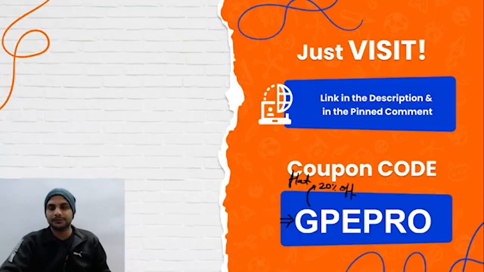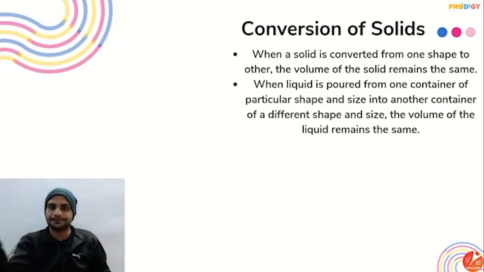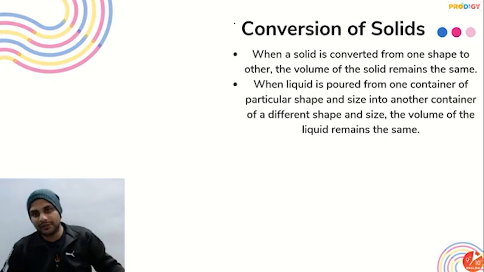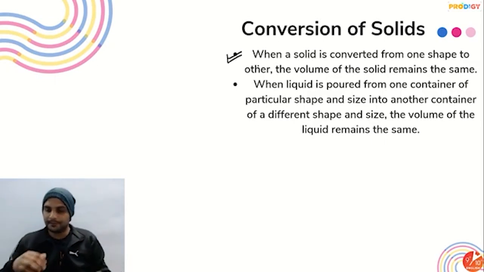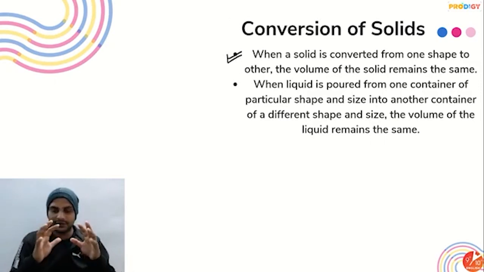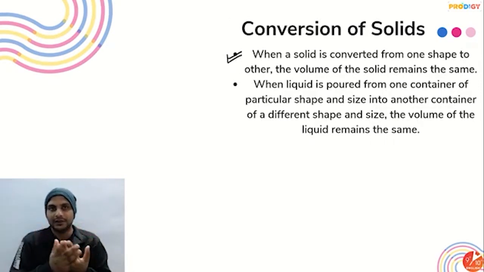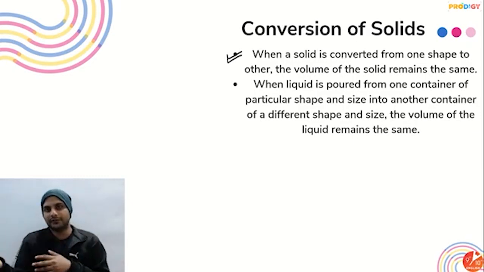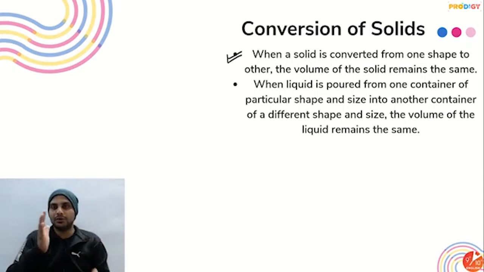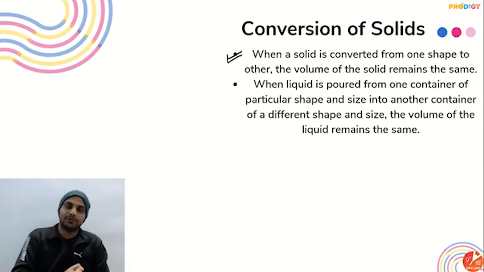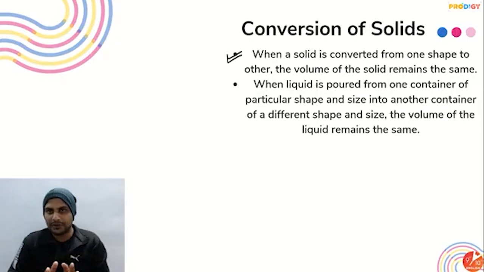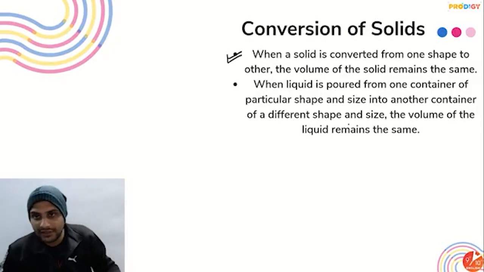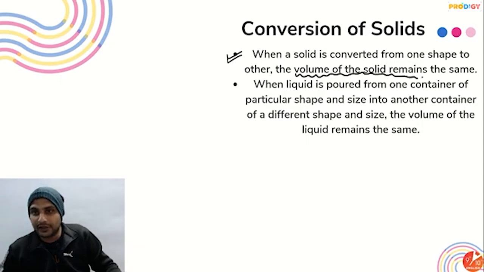All right, ठीक है बच्चों, चलो let's move ahead. Conversion of solids. When a solid is converted from one shape to another, the volume of the solid remains the same. अब देखो, this point is very important. Suppose I have a cylinder of steel, a steel का cylinder है, fully made of steel. What I did, I melted it and converted it into some other form. During this process, the amount of material present before melting and after melting will remain the same. So when the amount of material remains the same, the volume also remains the same.